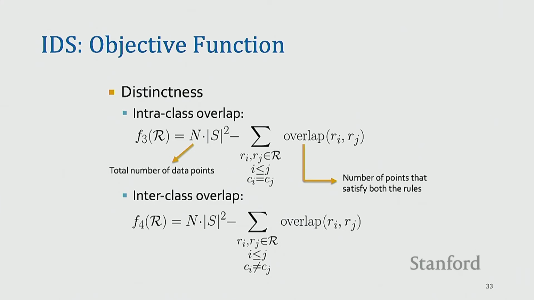Now, in terms of distinctness, because we are trying to find a set of if-then rules, we want to ensure that the number of points covered by multiple rules in this set is minimal. Otherwise you're essentially creating duplicate rules, which you don't need. So you're trying to minimize two notions of overlap, which are intra-class overlap and inter-class overlap. Basically, the number of points that satisfy more than one rule should be minimized. That's what this expression is trying to capture.